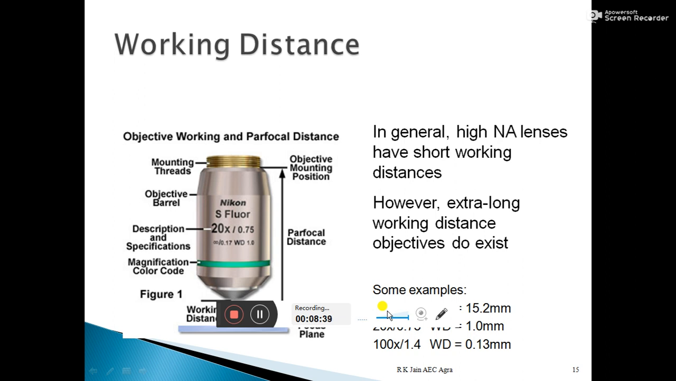When we use a 40x lens, meaning middle magnification, the working distance is reduced to 1 millimeter. And when we use an immersion oil lens or 100 power lens, the working distance is reduced to 0.1 to 0.2 millimeter. So if you want to work with the high power lenses, we have to use the immersion oil.